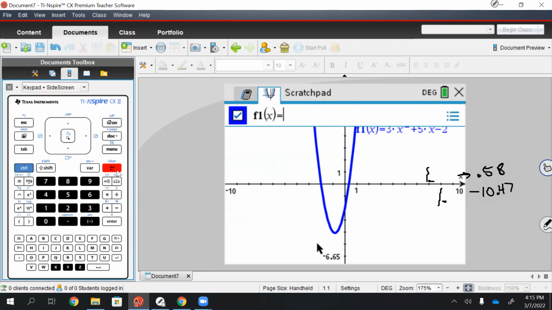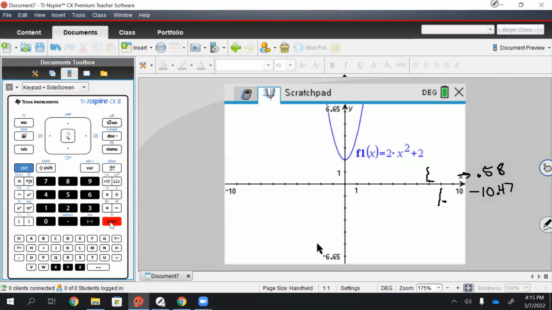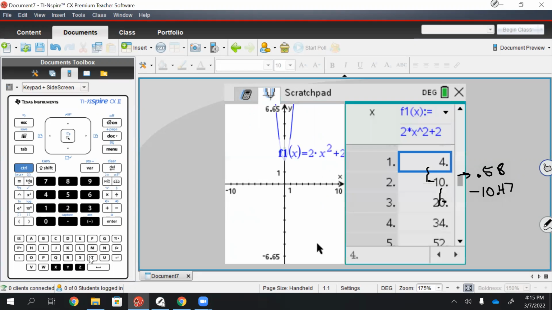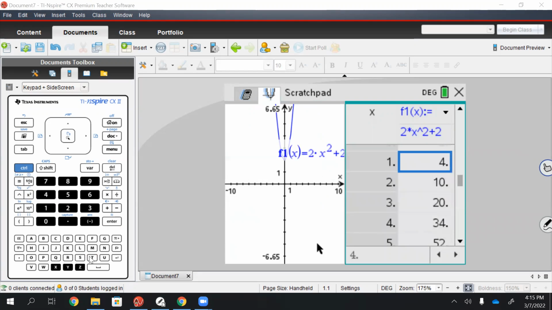So I need to type in my first answer choice, and it was 2x squared plus 2. Press enter. And now we're going to do Control T, and we're going to get our table. And now we're going to match it and see.